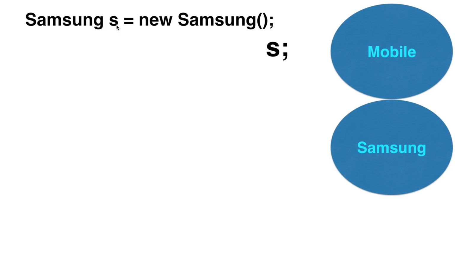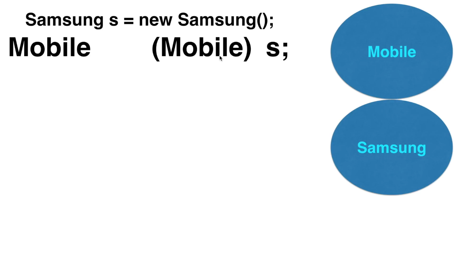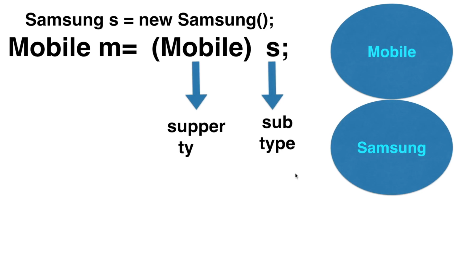So S is subtype, right? So S is subtype reference. Now I'm casting it to supertype. Mobile is my supertype. So I'm casting the subtype to supertype. Now let's give it a reference. So this is mobile, so I have to store this inside a mobile reference. So mobile is supertype, S is subtype. So S is subtype, and I have casted it to mobile, which is supertype, right?